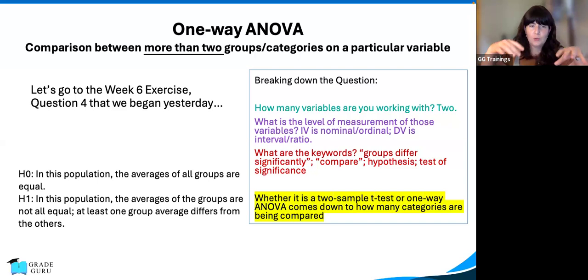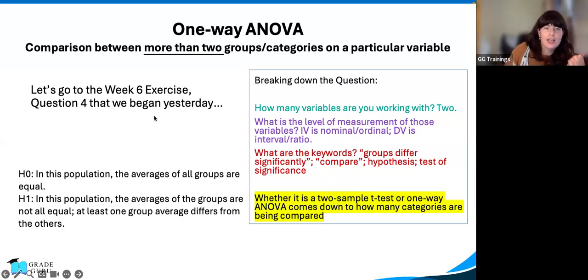Your H1 for the one-way ANOVA, however, is always non-directional. The reason for this is that, say you have 4 categories you're comparing. To have a directional H1, you would have to say group 1's average is greater than group 2, but group 2 is less than group 3, but group 4 is greater than group 1. You can already see it would be an absolute nightmare to have a hypothesis for all those combinations. So we keep it simple, we keep it non-directional, and we just say that the population averages of the groups are not all equal. At least one of the group averages differs from the others.